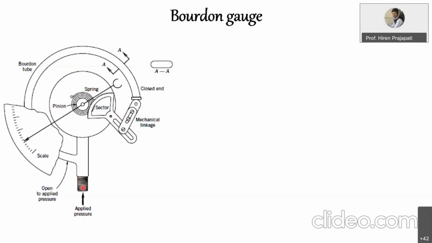Now what happens is, as we give pressurized fluid to the Bourdon tube pressure gauge, this elliptical tube will try to change its shape from elliptical to circular, and as this end is fixed and this end is free, this end will try to deflect. The deflection of this free end is transmitted to the sector through mechanical linkages, and the sector is connected to the pointer, so the pinion will rotate, and because of the rotation of the pinion, the pointer will move on the calibrated scale, right?